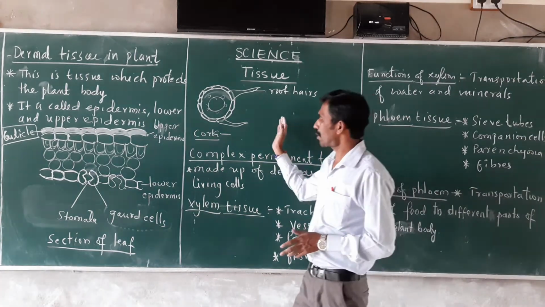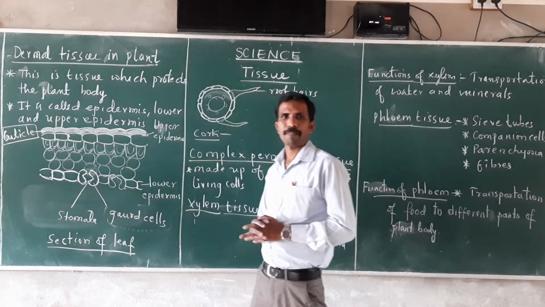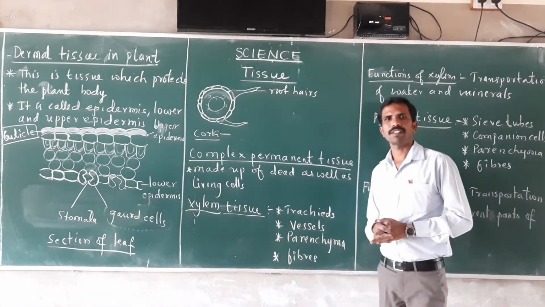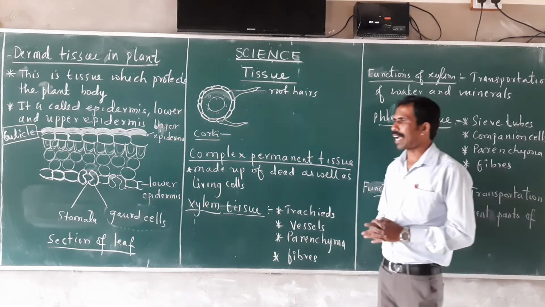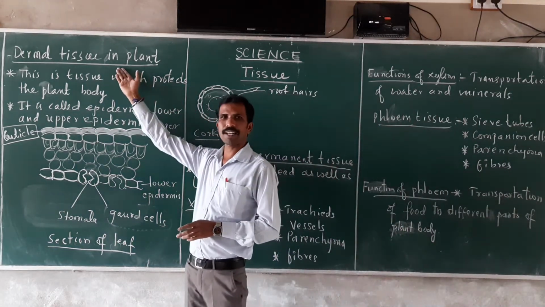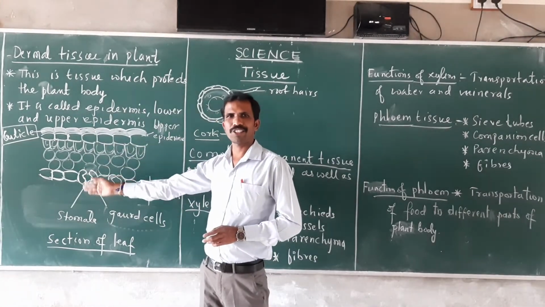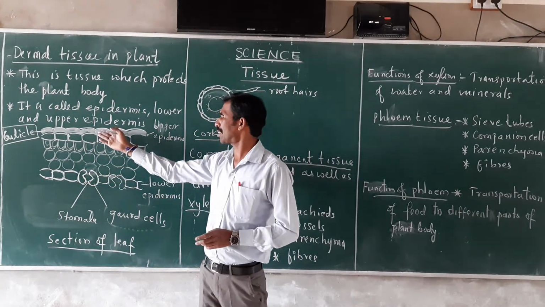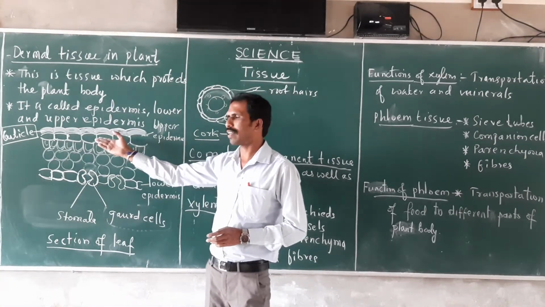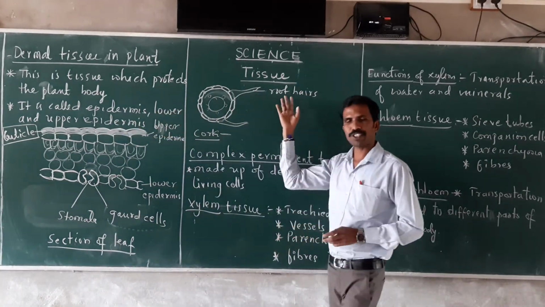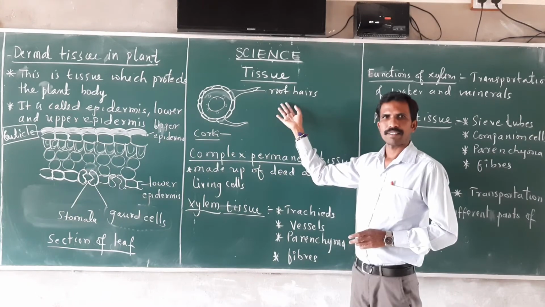This is about the functions and the characteristics of dermal tissue. If they ask what are the functions of dermal tissue, you can write about the stomata, transpiration, exchange of gases, and the cuticle, about the waxy layer, and you can write about root hairs and their functions. That you can write.